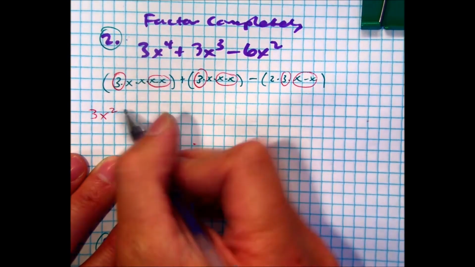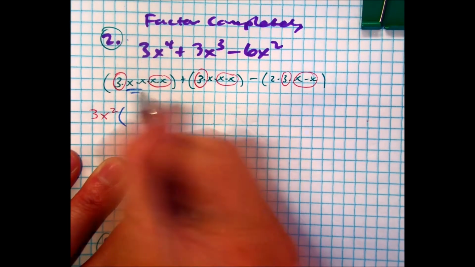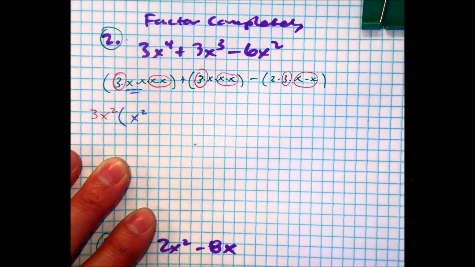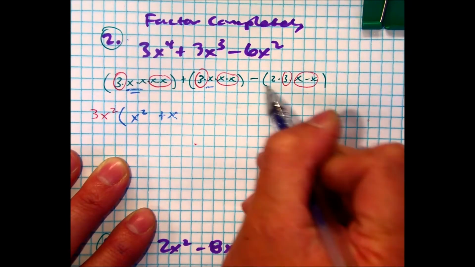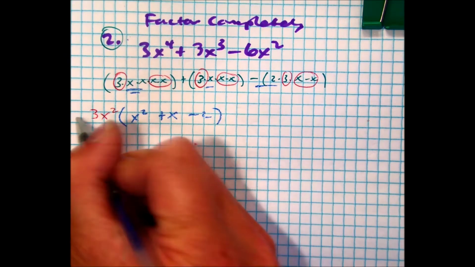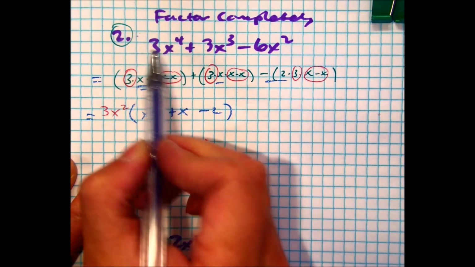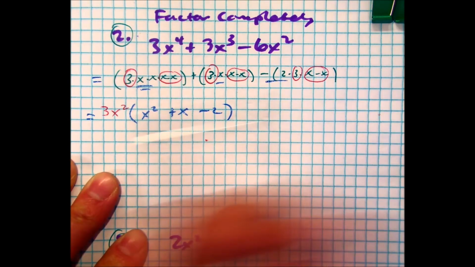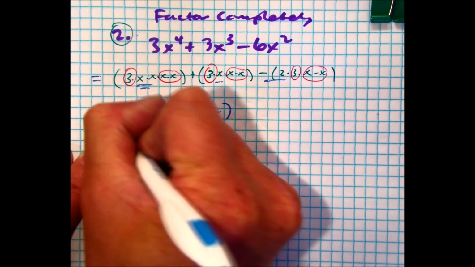Alright, what did we not circle in red? X squared plus x minus 2. And I write the equal sign on the left side to show that this expression is equivalent to this expression, which is equivalent to that. Alright, so you should be thinking to yourself, well, this is the GCF.